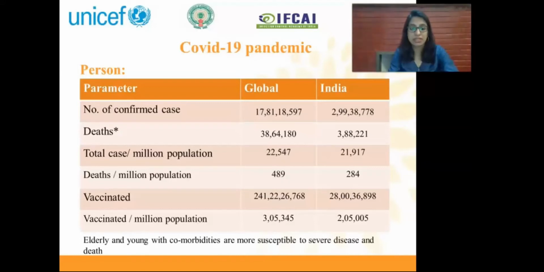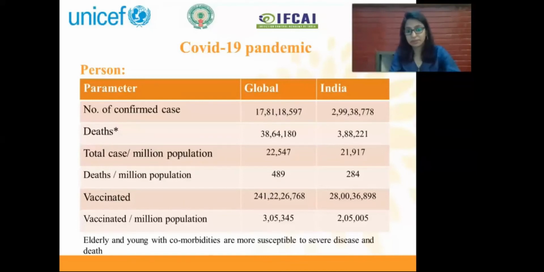So just quickly, the example of COVID-19 that we look into: globally, if I define it in terms of persons, it tells me how many people have been infected, how many people have died, and the total rate in terms of number of cases per million population, number of deaths per million population, number of vaccinated, and again the rate of number vaccinated per million population.